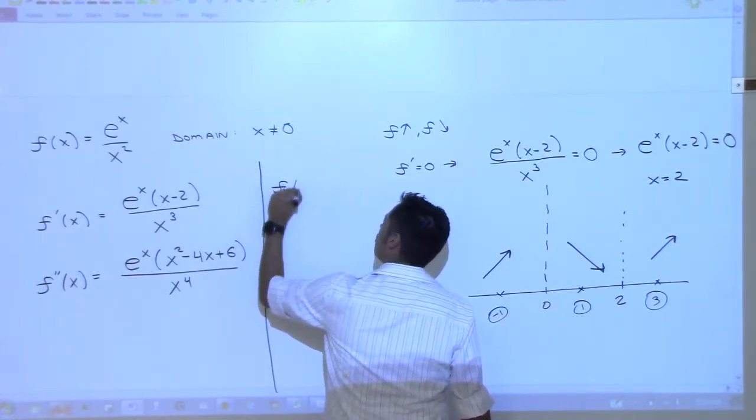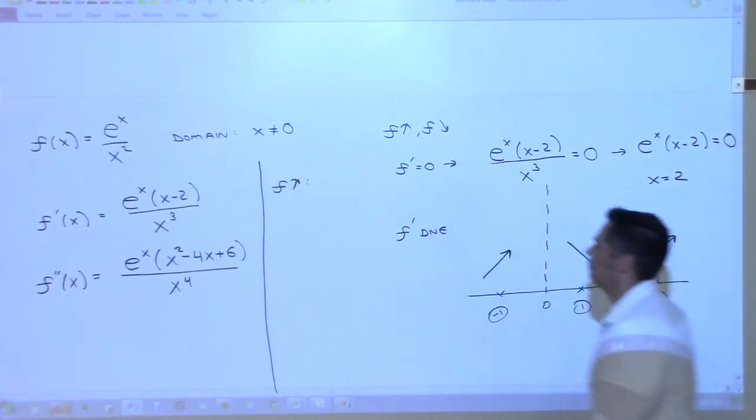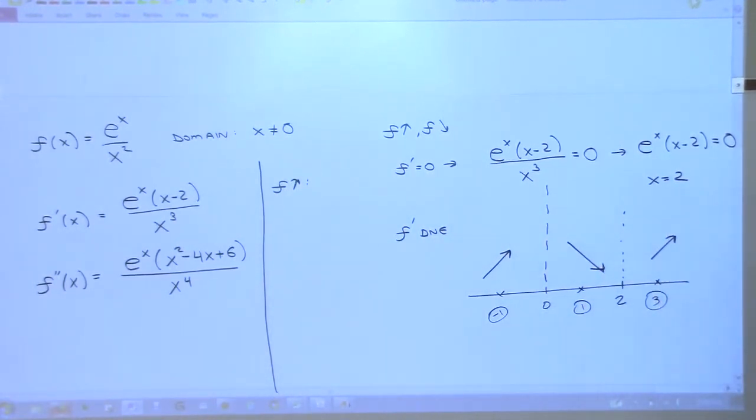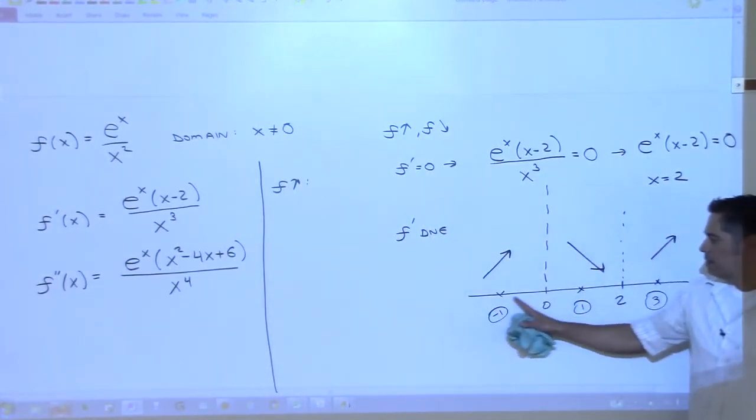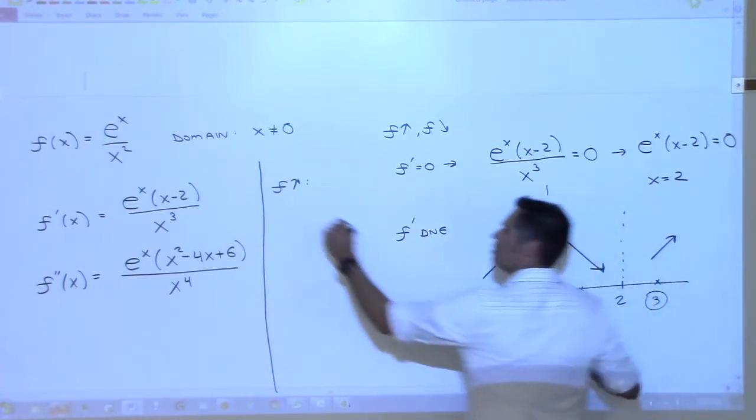Okay, where is my function going up? Negative infinity to 0, right?